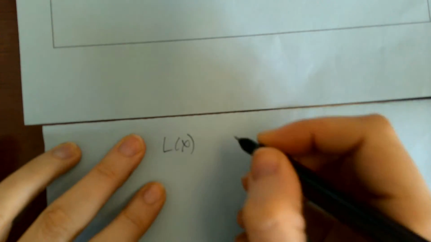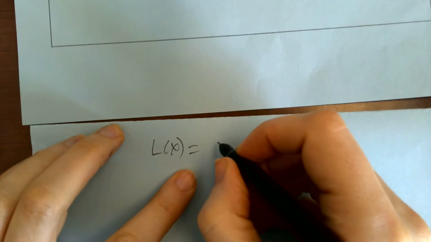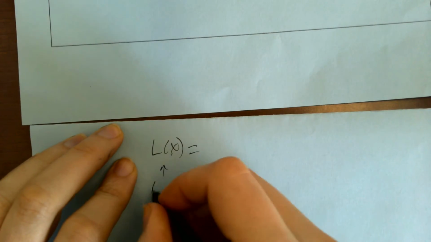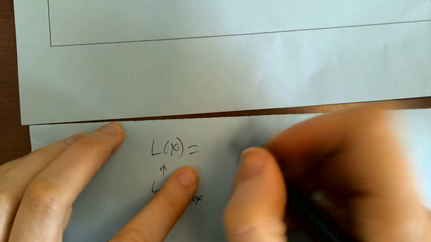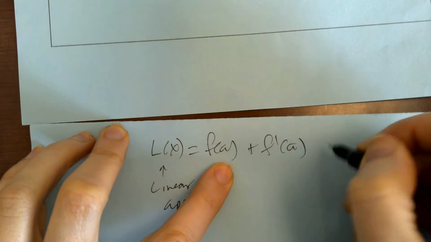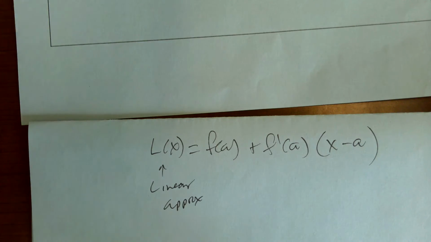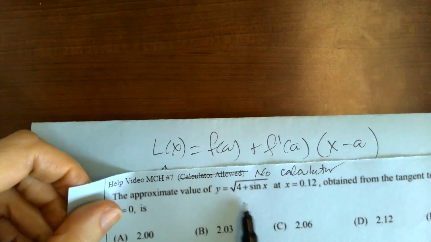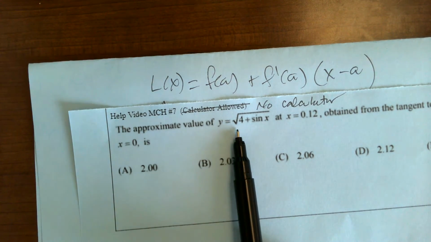L of x, this is the linear approximation, equals, and then it's basically the tangent line formula. So I'll say linear approximation. And it's going to be f of a plus f prime of a, and then x minus a. All right. And in this case, our f of x is this. Okay, so this is the original right here.